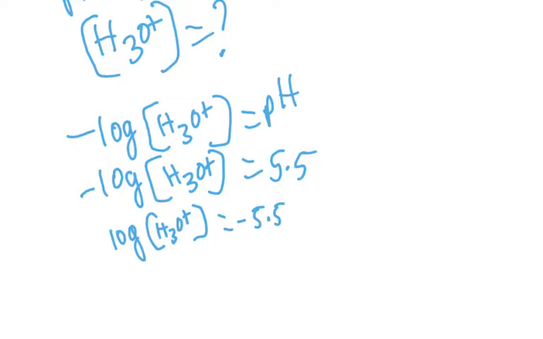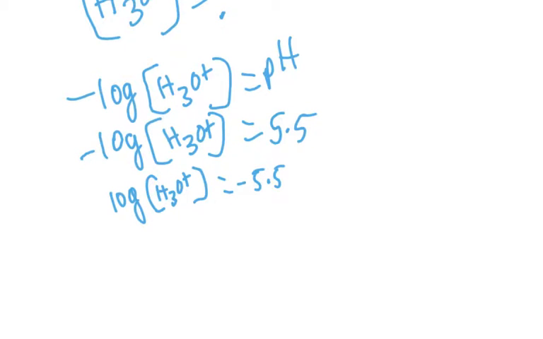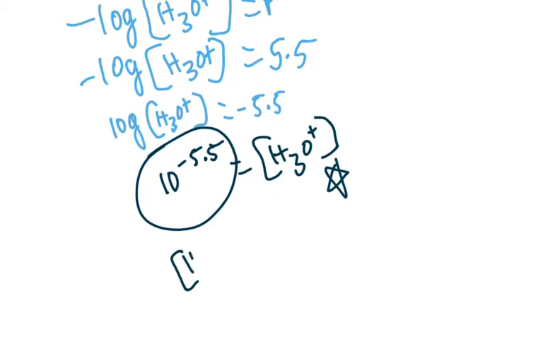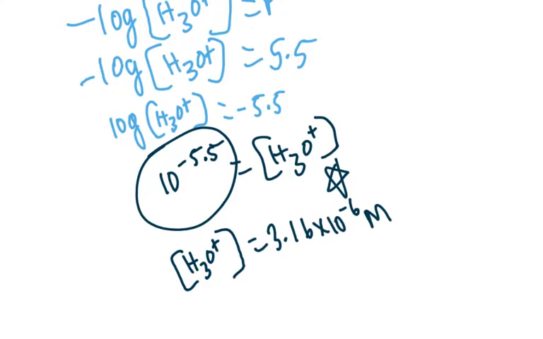And then, based on the properties of log that we have, that's the same thing as writing 10 to the negative 5.5 is equal to the H3O+ concentration. And then you just do 10 to the negative 5.5, and you have the H3O+ concentration. If we solve it out, the H3O+ concentration is equal to about 3.16 times 10 to the negative 6 molarity, all right?